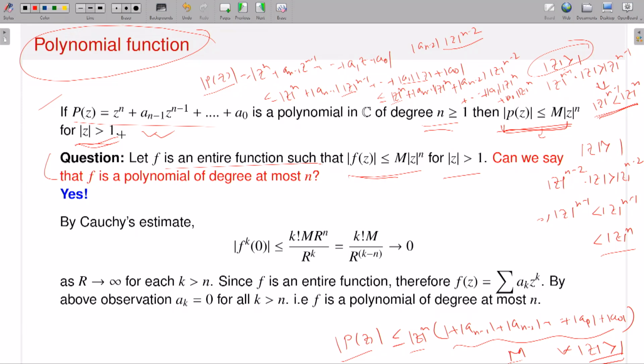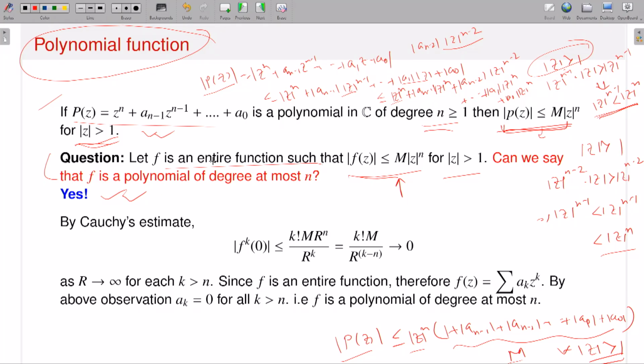Since polynomials are entire functions, now I am starting with this question. If I start with an entire function f having this kind of property, that means there exists a constant M such that modulus of f of z is dominated by M times mod z to the power n for mod z greater than 1, can I say that f is a polynomial of degree n? The answer is yes, you can do that. And that is why complex analysis, power series or Cauchy's theorem will come into the picture.